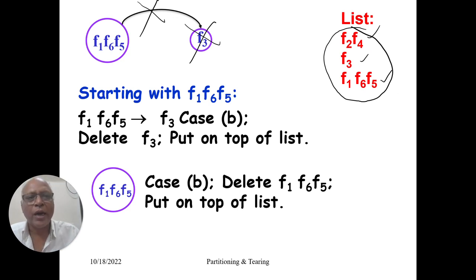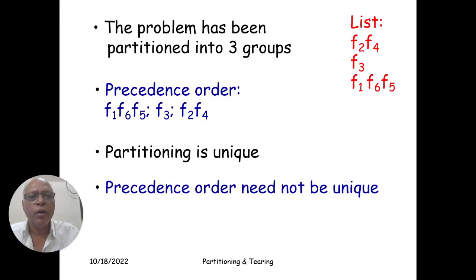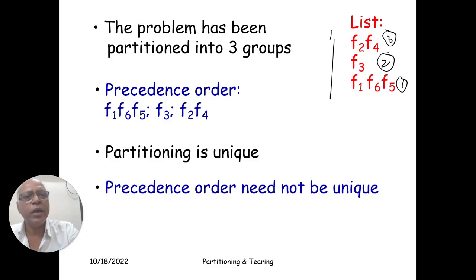Now, what is the order in which they need to be solved? So the last deleted node should be solved first, followed by the previously deleted node, followed by the first deleted node. So the order will be in this direction. So the last deleted node is the one that needs to be solved first, followed by the previously deleted node, followed by the previously deleted node. So this is the partitioning and the precedence order, the order in which they need to be solved.